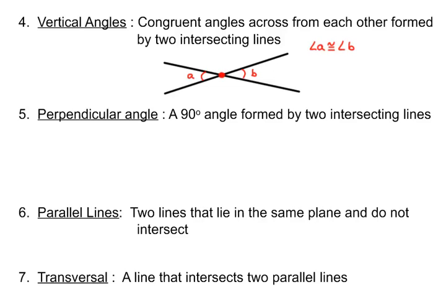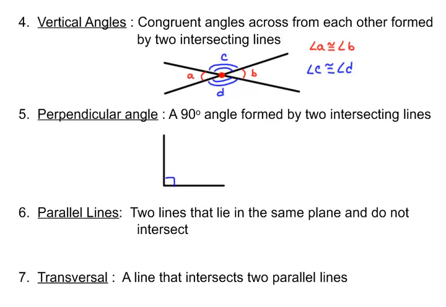Another set of vertical angles is C and D. So angle C is congruent to angle D because they are vertical angles. A perpendicular angle is simply an angle that forms 90 degrees. So here is a 90-degree angle.